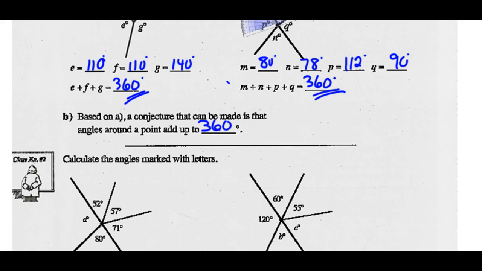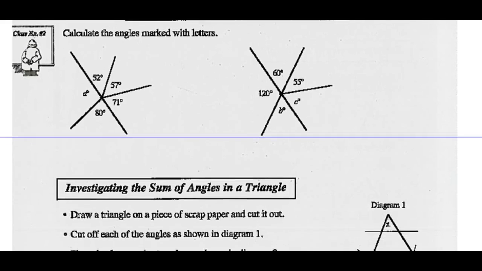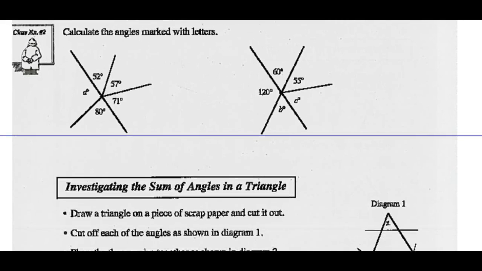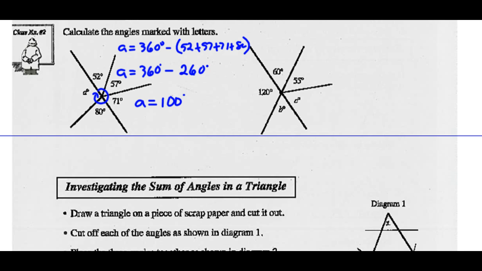All right. Example 2 then, calculate the angles marked with the letters. So if I know the angles around a point have to add up to 360, then I know that angle A should equal 360 degrees minus, add up all those ones that are there, 52 plus 57 plus 71 plus 80. All right. So angle A should be 360 subtract all that adds up to 260. So angle A is 100 degrees.